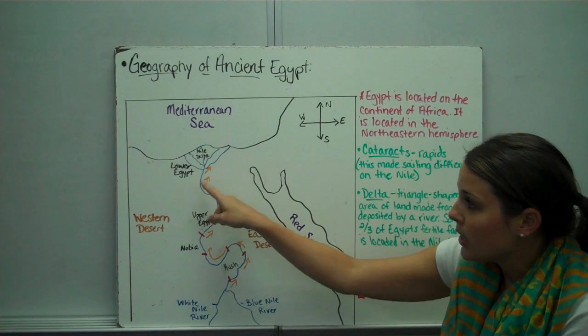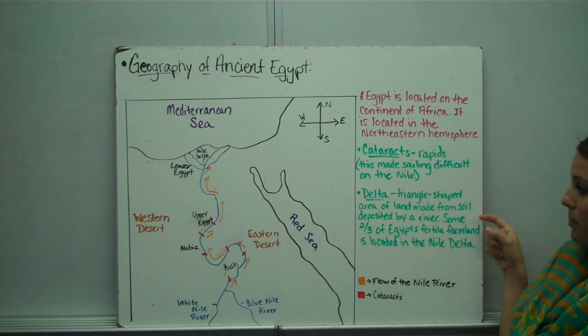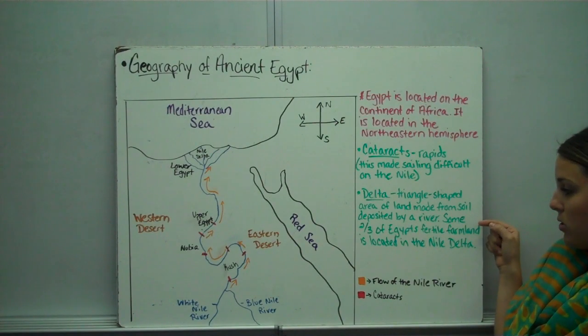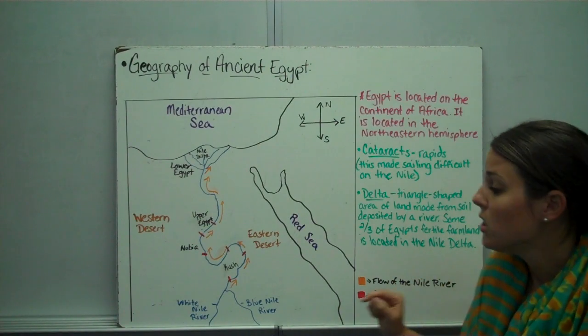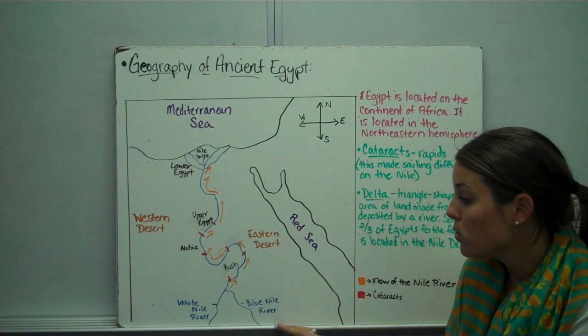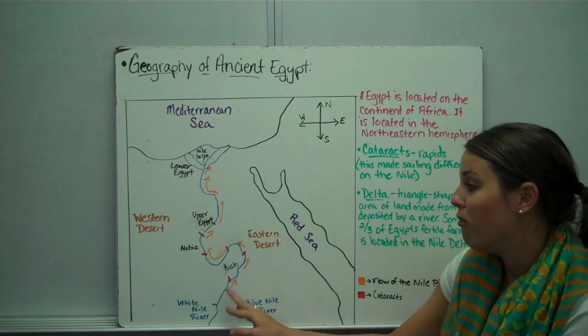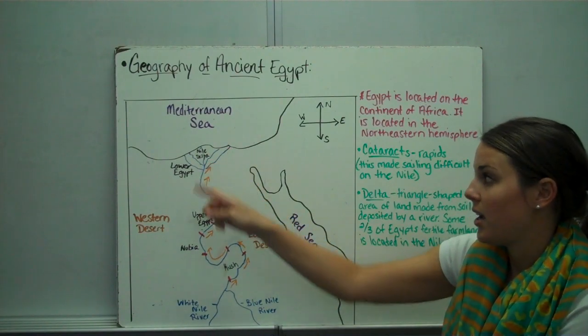As you reach Lower Egypt, you have what's called the Nile Delta. The delta is a triangle-shaped area of land made from soil deposited by a river. Some two-thirds of Egypt's fertile farmland is located in this Nile Delta region. One thing you need to understand is that most of the fertile farmland found in Egypt is very close to the Nile River, the most fertile being in the Nile Delta area.